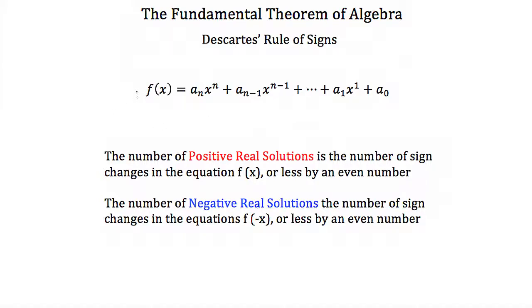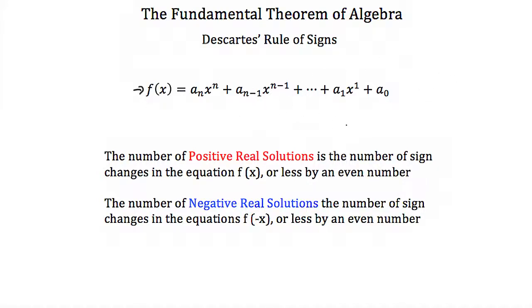Now the next thing we have to talk about is Descartes' rule of signs. If we have a polynomial written in standard form, then the number of positive real solutions is the number of sign changes in the equation, or less by an even number. And the number of negative real solutions is the number of sign changes in the equation f of negative x, or less by an even number. Now f of negative x is just plugging in negative x for x in our polynomial.